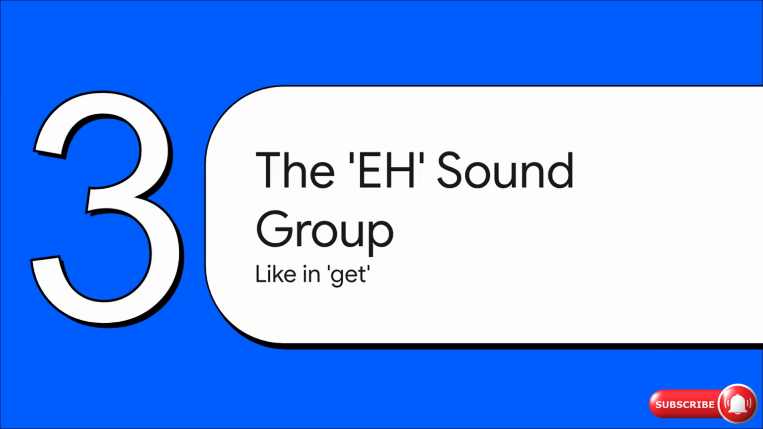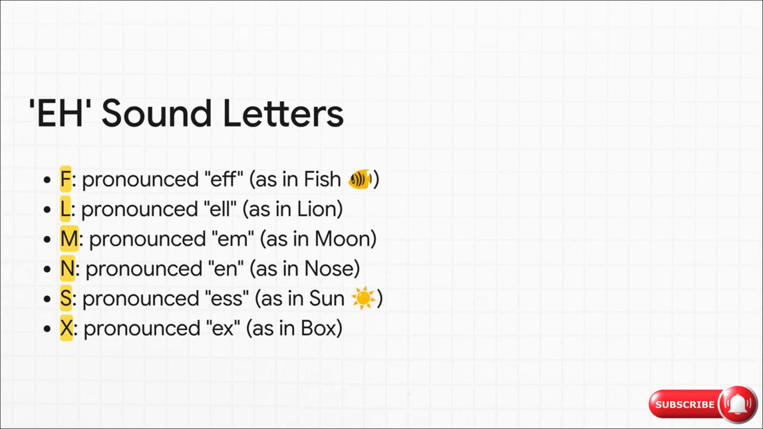These letters all kick off with a really short, kind of punchy eh sound, like at the beginning of the word get. Listen for that sound right at the start. And here they are. F is F, L is L, M is M, N is N, S is S, and X is X. You can really hear how that eh sound starts every single one. It's super clear once you listen for it.